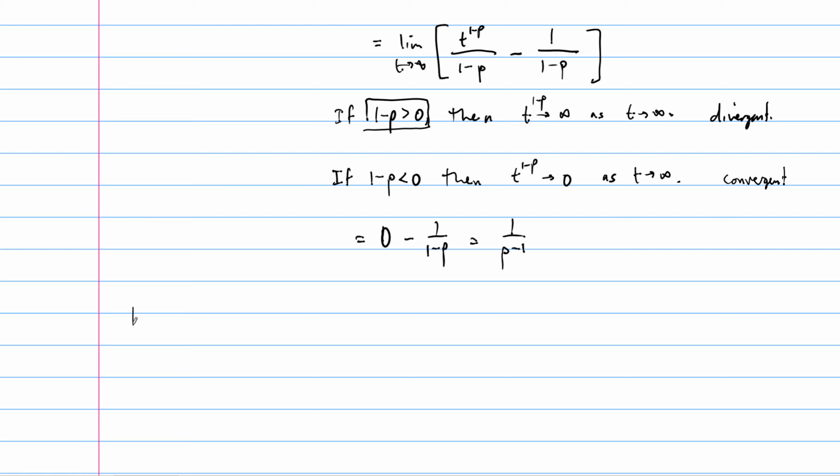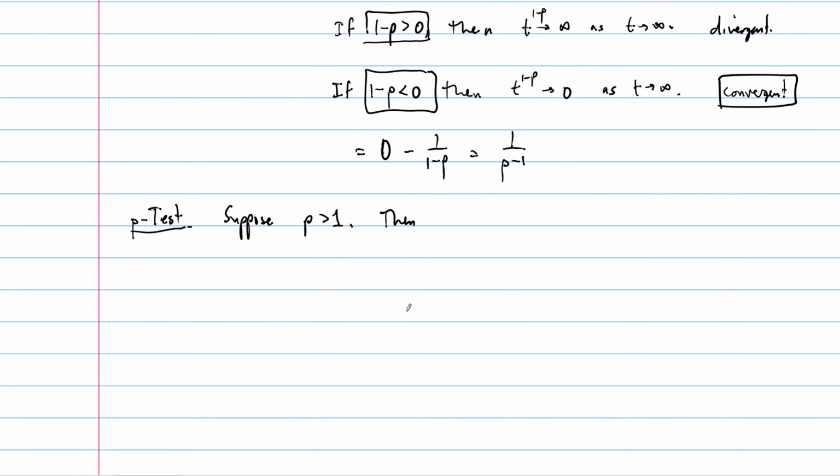So this is what we call the p-test. We say, suppose p is strictly greater than 1. That's the only time it's convergent. It's divergent otherwise, right? Then this integral from a to infinity of 1 over x to the p dx is convergent.